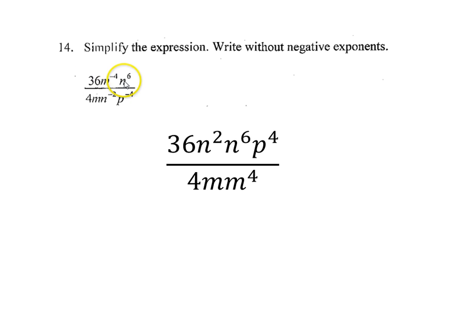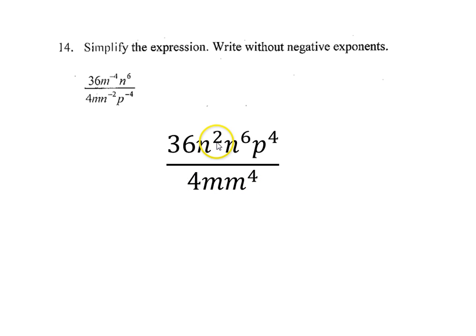The n to the 6th is still in the numerator, because the 6 was already positive. We don't have to move that around because it's already positive. In the denominator, the 4 is still in the denominator, because there's no negative exponent. This m right here is still in the denominator, because that did not have a negative exponent. It has an exponent of 1, because there's no exponent there. Notice this n to the negative 2nd is gone. It's not in the denominator anymore.